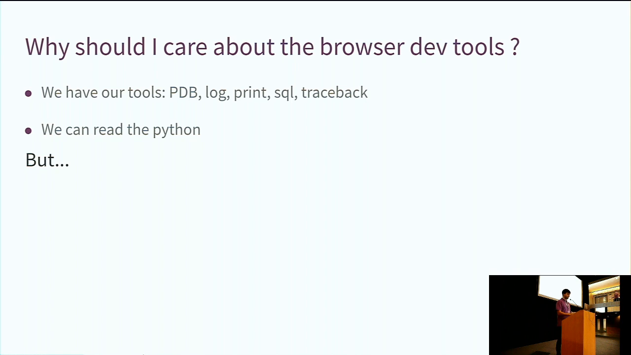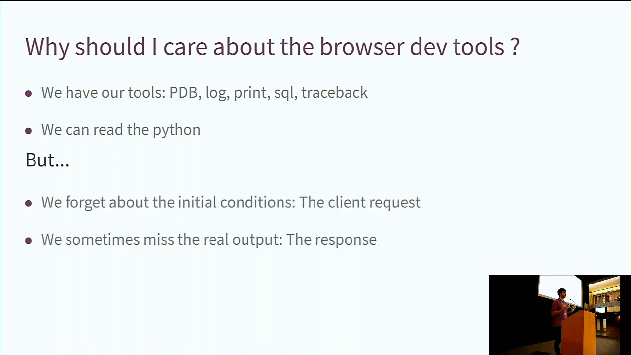But usually, we forget about the initial conditions, actually the parameters you get from the request. And since Odoo is a complex framework, sometimes you also miss what is the real output for the web client. If you remember the infamous API 1, it was returning a list of your result, not your result.